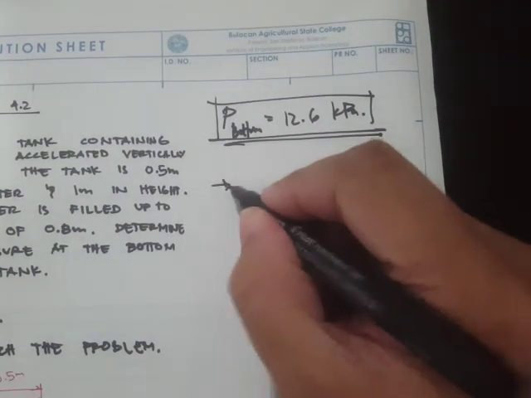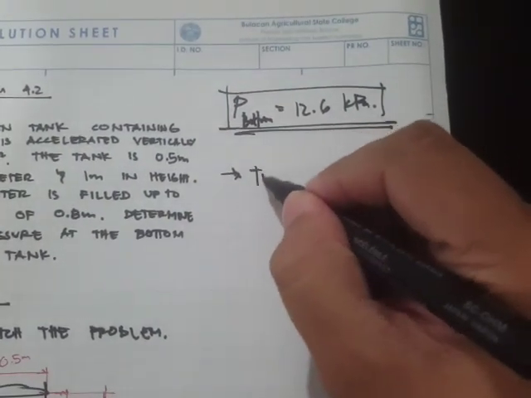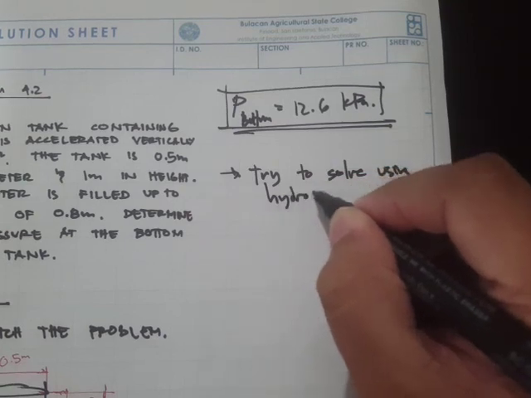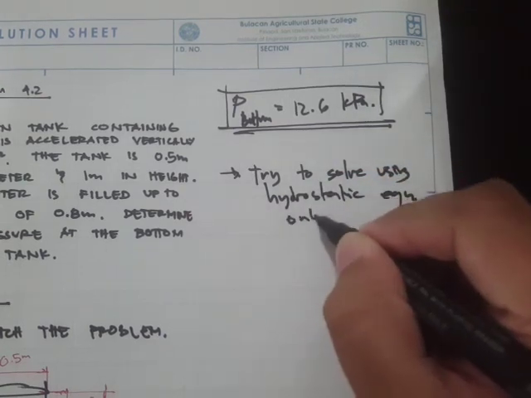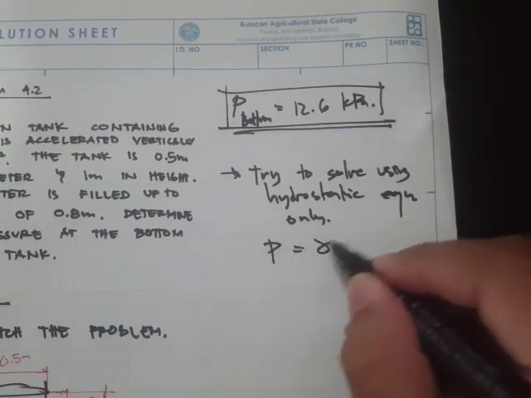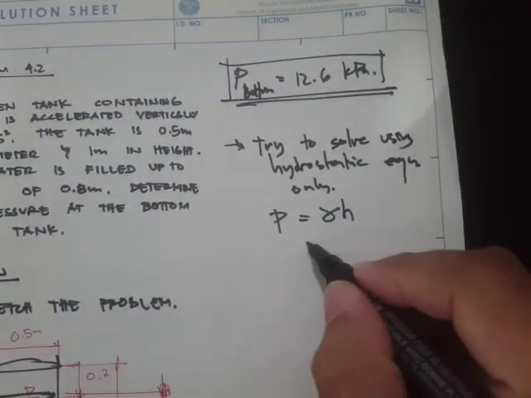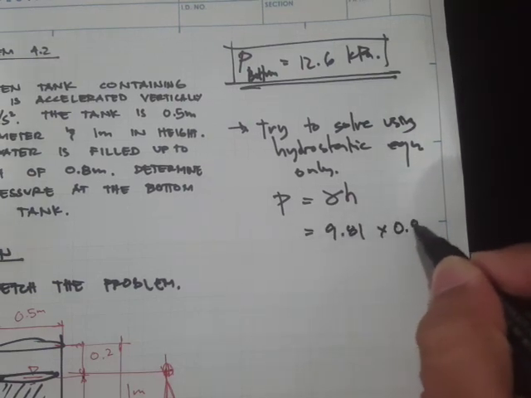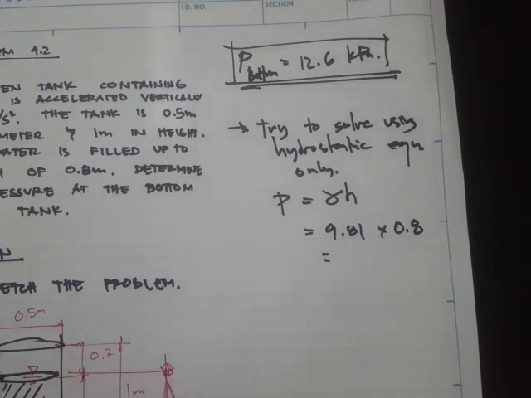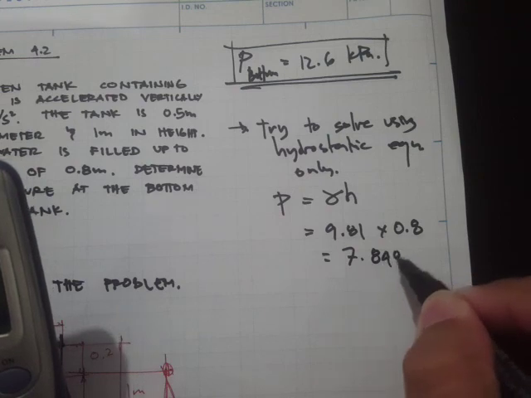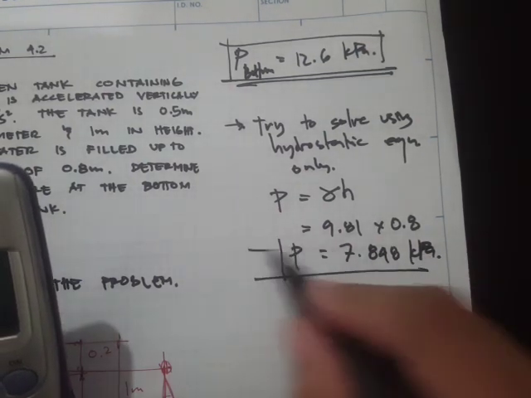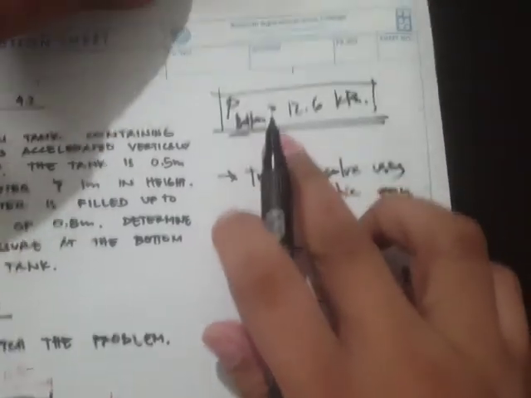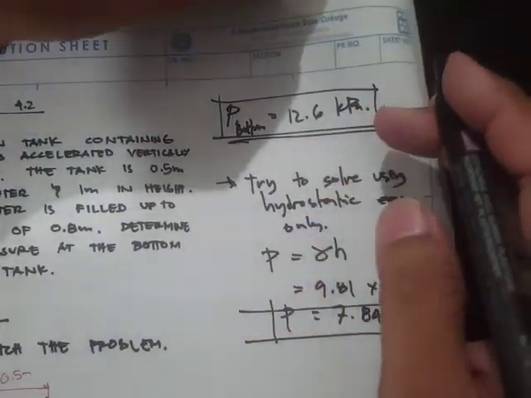For additional information, let's try to solve using the hydrostatic equation only. That would just be the unit weight times h: 9.81 times 0.8, which is 7.848 kPa. We see that if we don't consider the acceleration of the container or vessel, the pressure is lower than the pressure if we consider the acceleration.